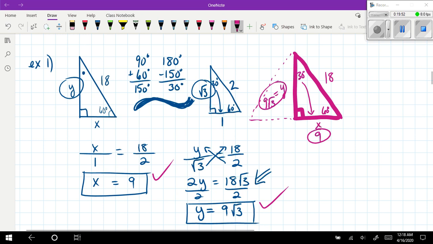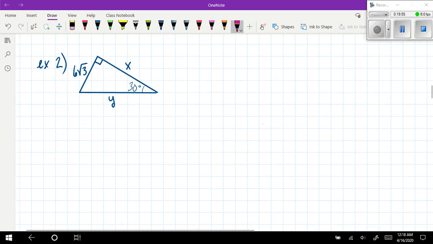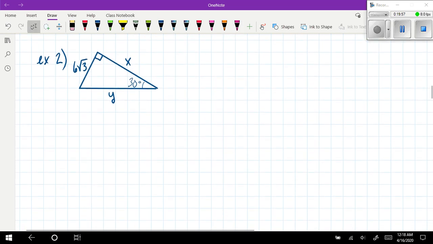Alrighty. Example 2. I see another 30, 60, 90 triangle. Now I only see the 30 and the 90, but you're never going to have a 30-degree angle and a 90-degree angle without also having a 60-degree angle. So I could go ahead and put a 60 in there if I wanted to. I'm just going to leave it the way it is. I'm going to draw another 30, 60, 90 triangle in the same basic position. This is my 30. This is my 60. Across from the 30 is my 1. The hypotenuse, which is down here, has to be a 2. And this long leg is my root 3.